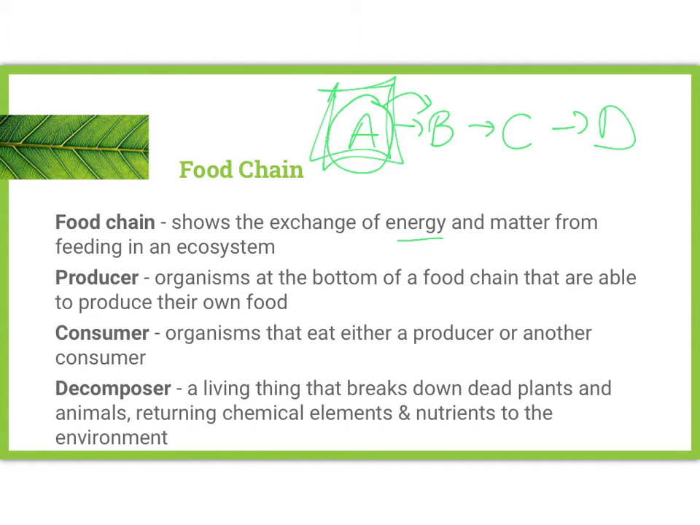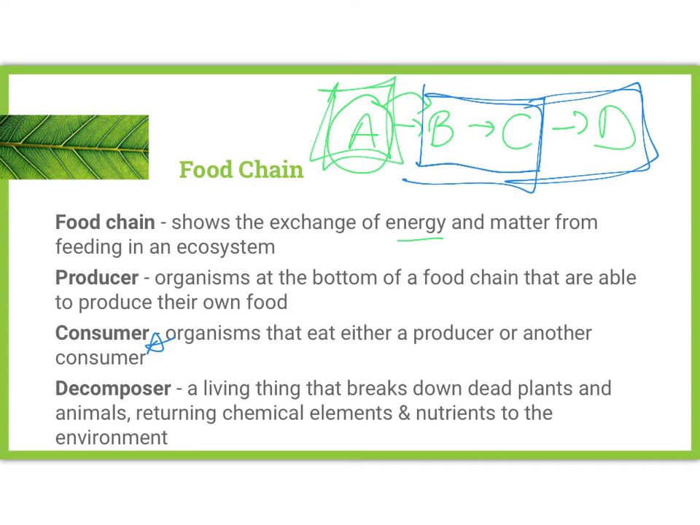A consumer is an organism that either eats a producer or another consumer. So a consumer would be anybody kind of in here, maybe, including D. A decomposer is something that breaks down dead plants and animals. So when D dies, a decomposer returns it to the earth in its nutrients. Returning its chemical elements and nutrients back to the environment so that a producer can use it to grow again, completing the food chain.